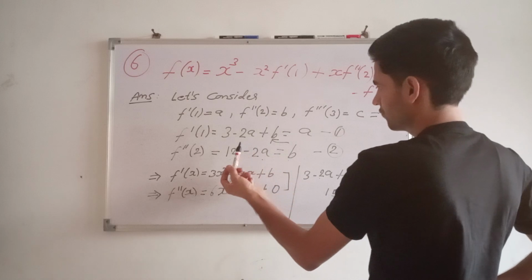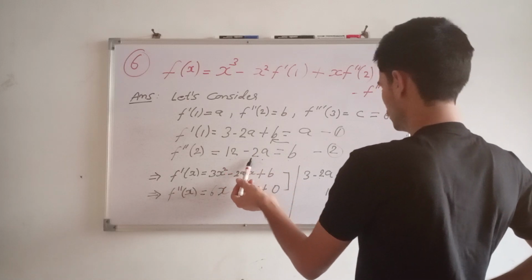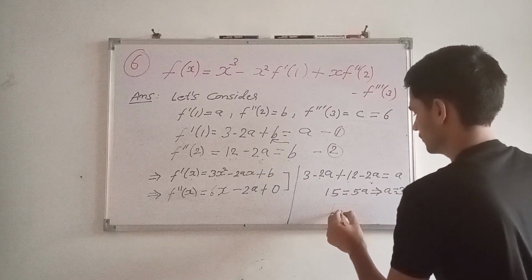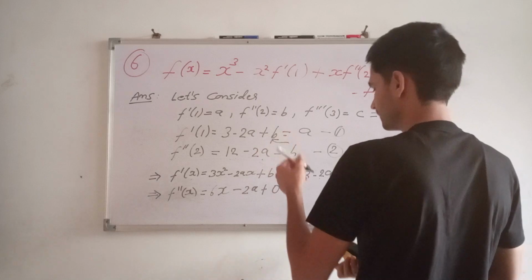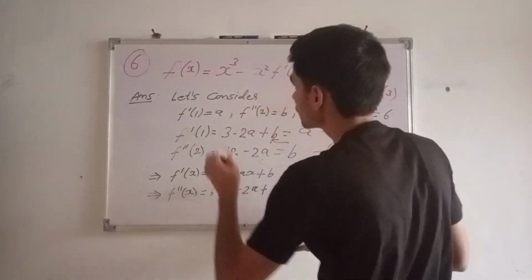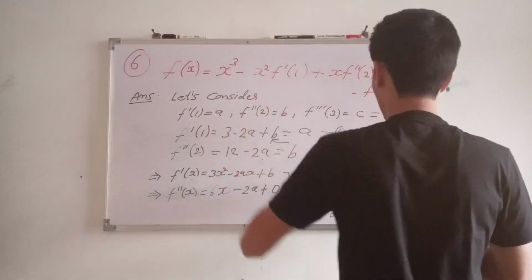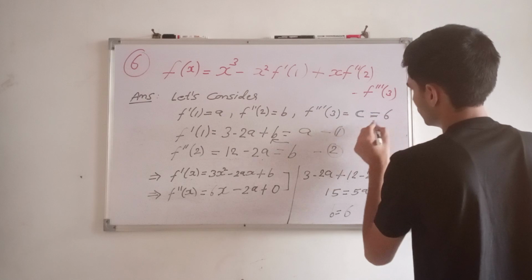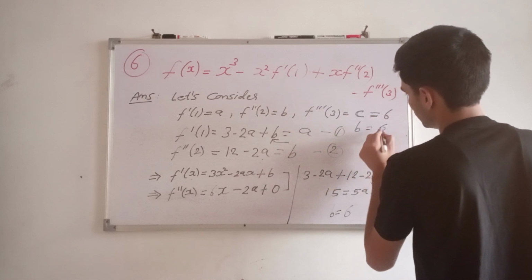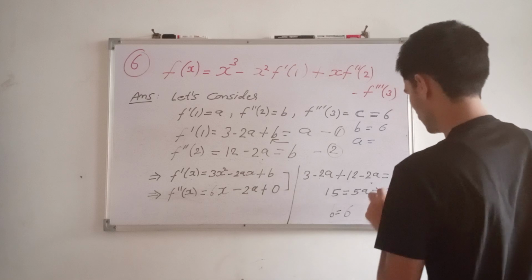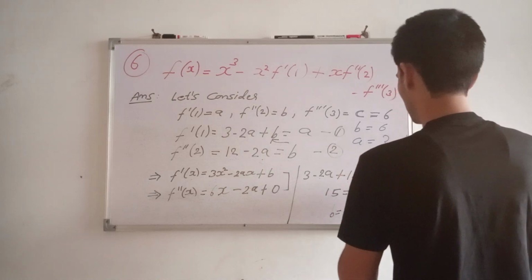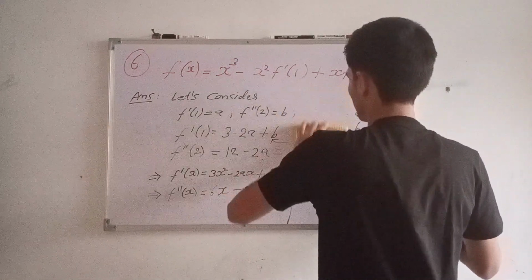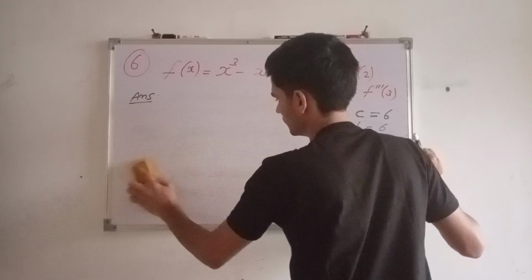Put this value of a here. 12 minus 2 into 3, 6. 12 minus 6 will become 6. That will give us b is equal to 6. So we have got three parameters. C is equal to 6, B is equal to 6, A is equal to 3. These are the values we will use in fx. We don't need anything else now.